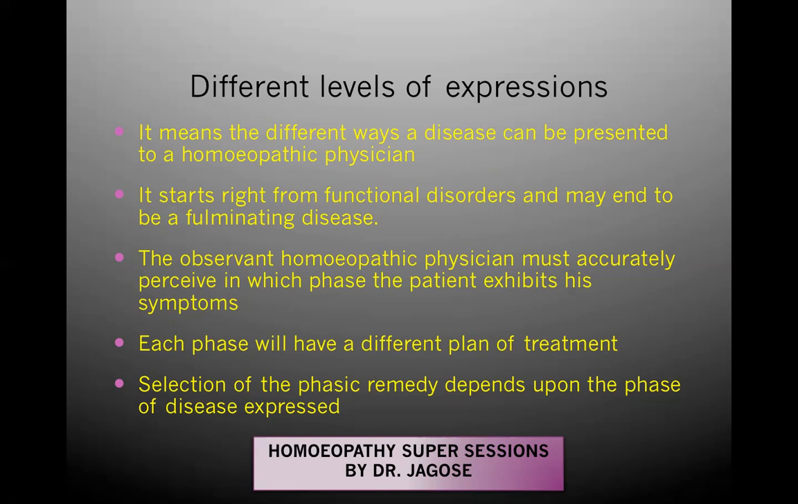So all these phases are described in the different aphorisms in the Organon textbook. So selection of the phasic remedy depends upon the phase of the disease expressed. Suppose, for example, you are treating an acute disease and it is an acute phase. Therefore, you'll know that whatever remedy you are choosing will generally be a superficial acting remedy that is known as the acute remedy. So that's the importance of phase.